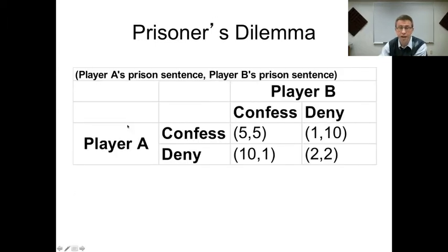So you have prisoner A has two choices, to confess or deny. Prisoner B also has two choices, to confess or to deny. Then you have the job of putting the payoffs in there. Notice at the top here we have player A's prison sentence, player B's prison sentence up top. Well, if they both confess, recall what the police told them. Look, if you both confess, we obviously don't need you to testify, but we'll go light on you. You each get 5 years in prison.